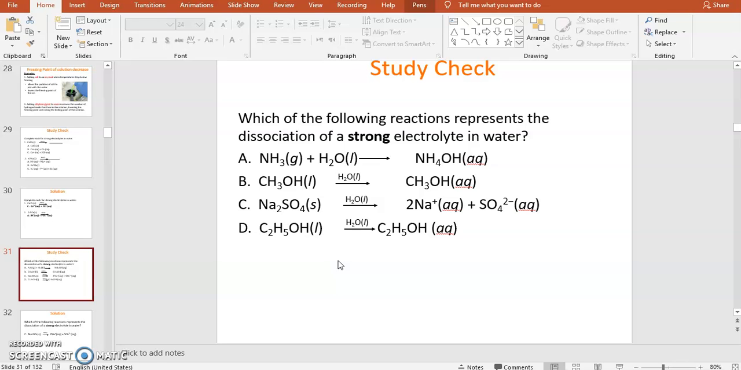Another study check. Which of the following reactions represents the dissociation of a strong electrolyte in water? So it's asking you about finding the one that basically has 100% dissociation in water. So we need to look for two things. We need to look for the arrow to make sure we don't have a reversible reaction, and we have to find molecules on the left and ions on the right, basically.